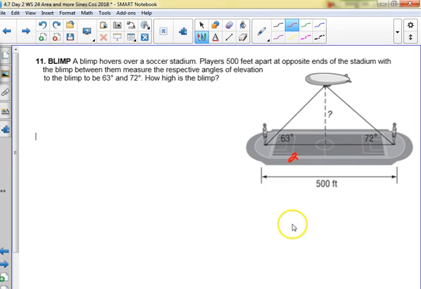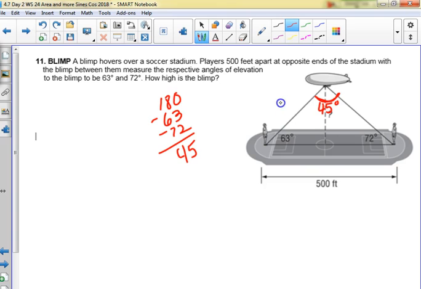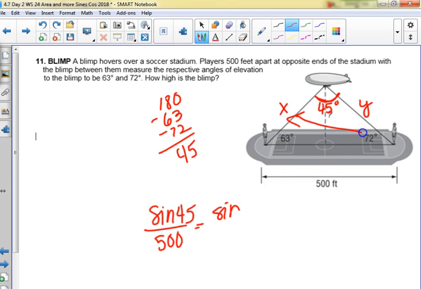So what you have to do is treat this as a giant triangle. So I'm going to find this whole angle, 180 minus 63 and 72. I'll use my little calculator here. And I get 45. This one is like a lot of the problems on the application packet. So now I need to find one of these sides, either X or Y, using law of sines. So if I say 45 is across from 500, in the same way, I guess I'll do X. Sine of 72 is across from X.